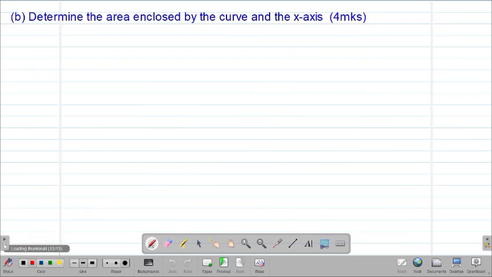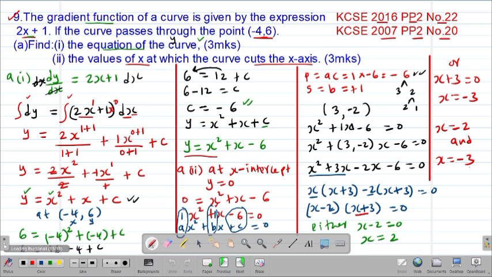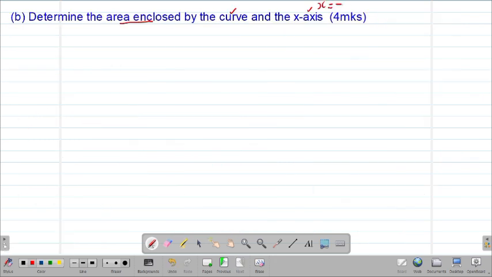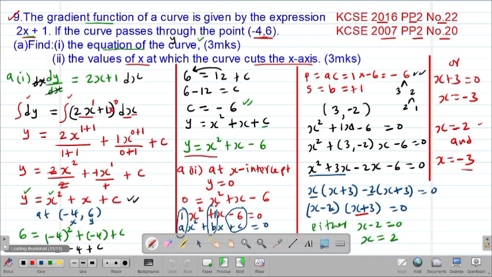Then we check part B of the question, whereby you are told to determine the area enclosed by the curve and the x-axis. The curve is going to cut the x-axis at the x-intercepts, of which you have gotten x-intercepts to be x equals negative 3 and positive 2. So we have x is negative 3 and x equals positive 2. Then the curve was y equals, we already have the equation of the curve. It was y equals x squared plus x minus 6.